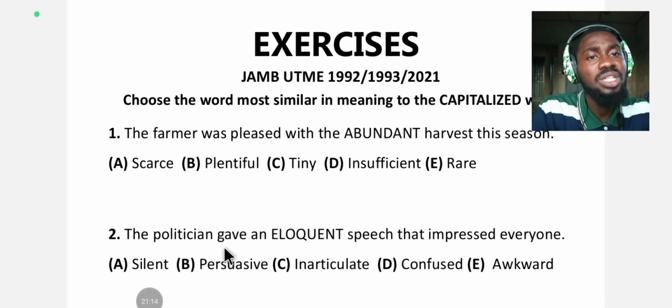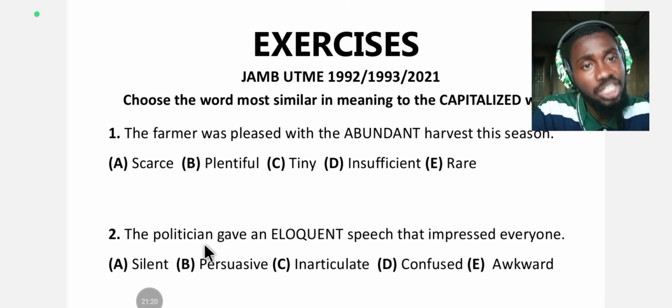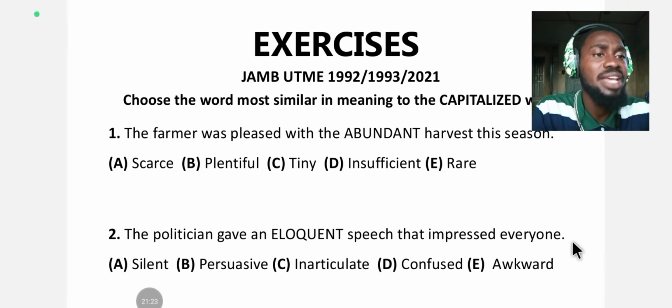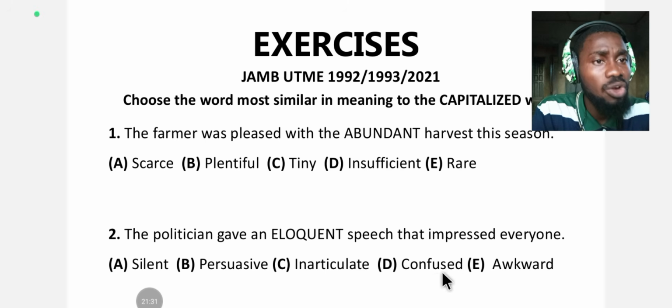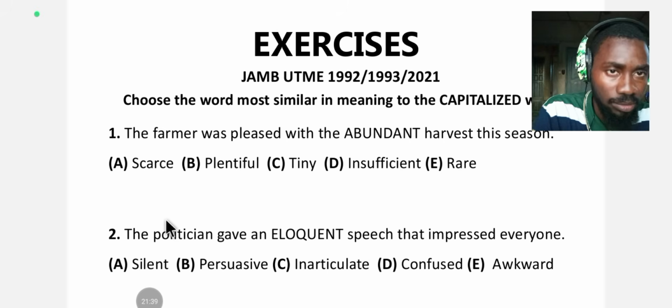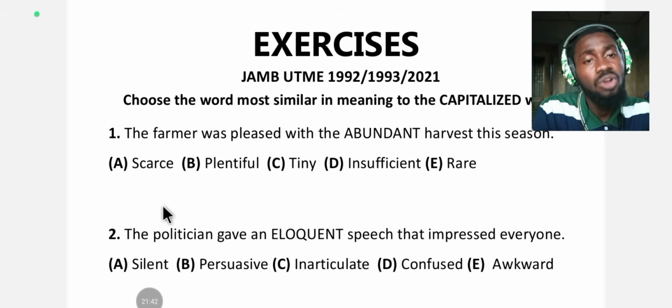2. The politician gave an eloquent speech that impressed everyone. A, silent. B, persuasive. C, inarticulate. D, confused. E, awkward. What's your answer? The politician gave an eloquent speech that impressed everyone. You answered correctly. The correct option is B, persuasive.